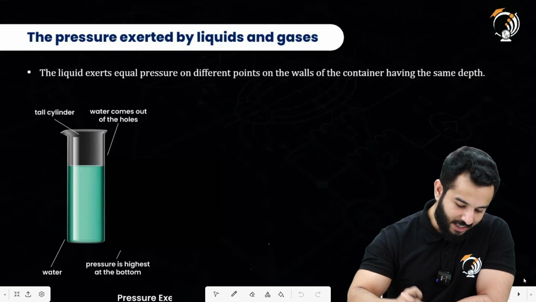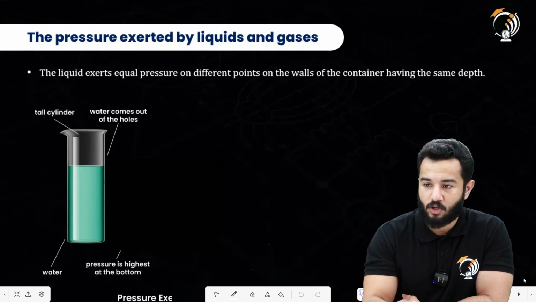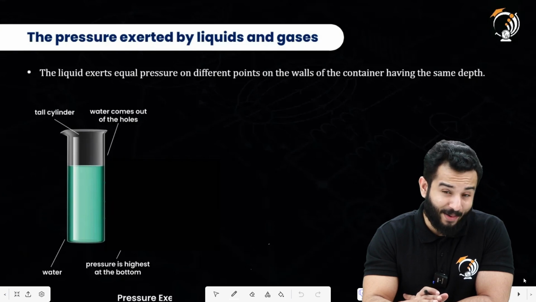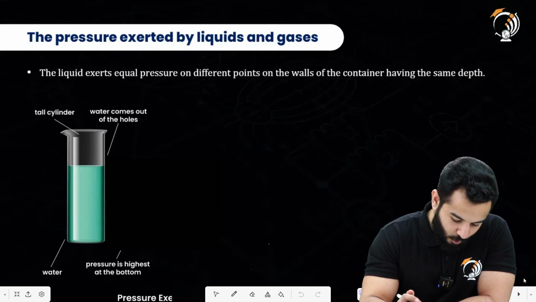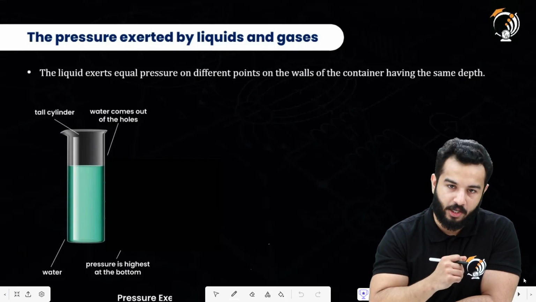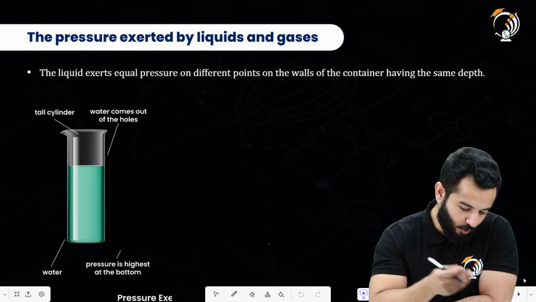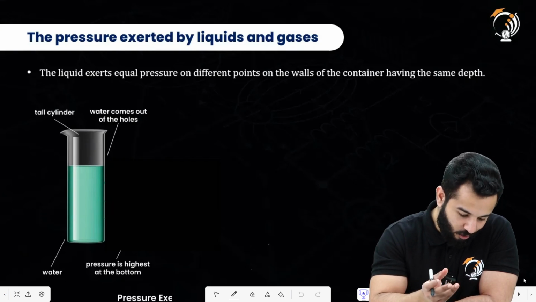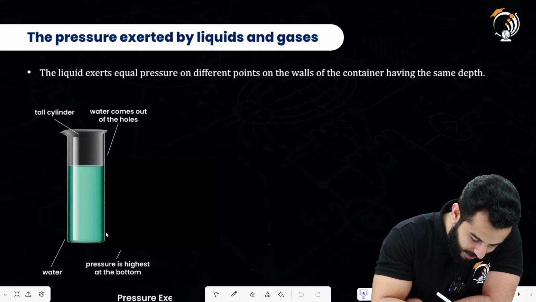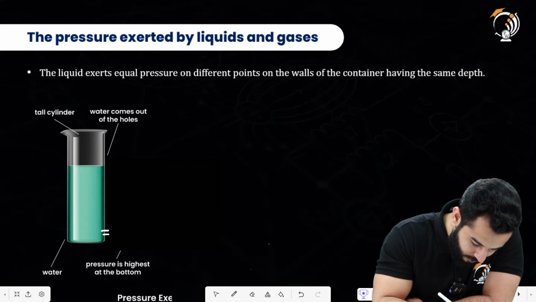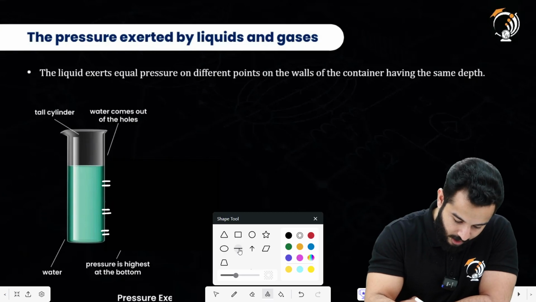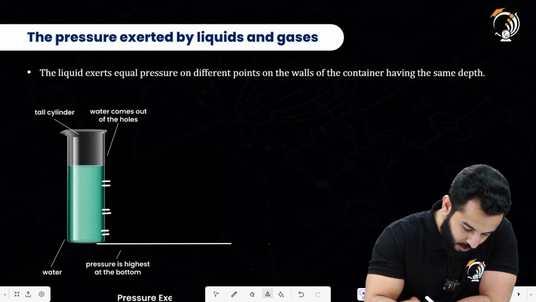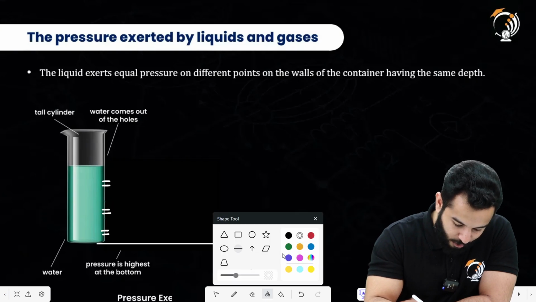Moving on to the next concept, let's take an example. What's the best way to figure out that pressure depends on depth or height? We are going to make three holes over here. This is an experiment that you can actually do. We have a cylinder of water, and water comes out of the holes. Let's say one hole is somewhere over here, another hole somewhere over here, and the third one somewhere over here, and we assume we have the ground over here.